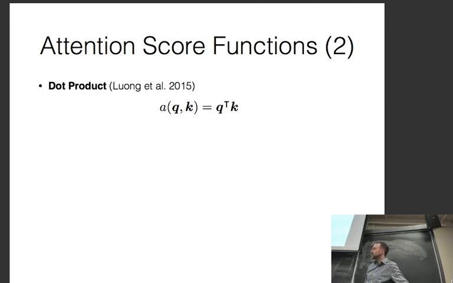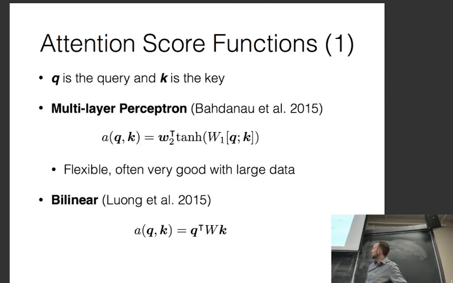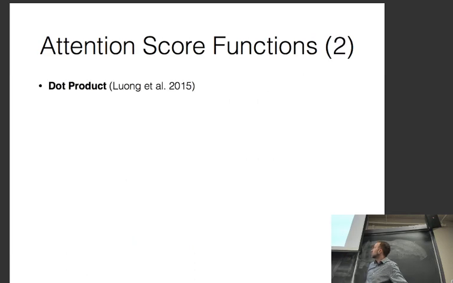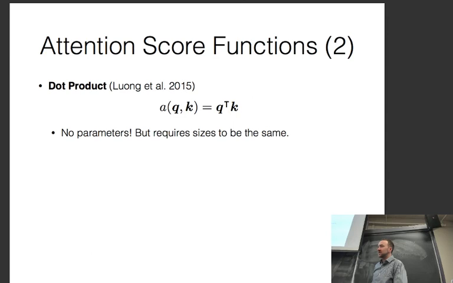So the difference between this and the bilinear function is basically whether you have that matrix there. The good thing about the dot product is that this has no parameters. The bad thing about it is it has no parameters, so basically it's easy to train. The problem is that it requires the sizes to be the same between Q and K.